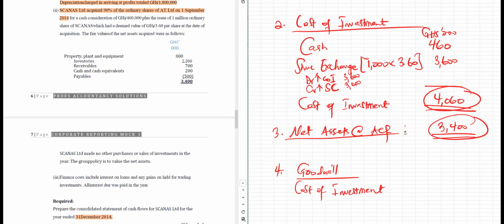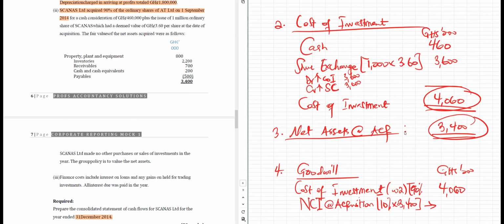So goodwill, we get cost of investment, which was how much? 4,060. You all follow? And then fair value of NCI at acquisition. The question said we should use what? They said use proportionate share, right? So this is 90%. So NCI will be 10% of the net asset, which was 3,400. So NCI will be 340. True or false?